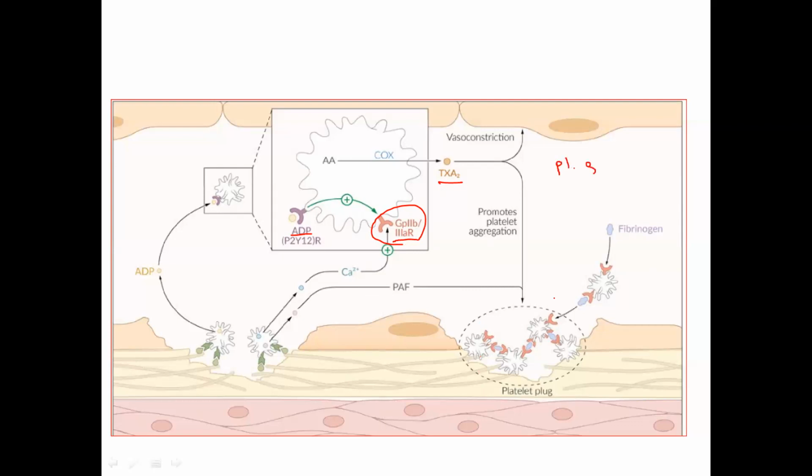Platelet aggregation: one platelet binds to another platelet through the GP2B3A receptor, and the linker molecule between this GP2B3A receptor and another GP2B3A receptor is fibrinogen. Fibrinogen is soluble, and this binding is weak.